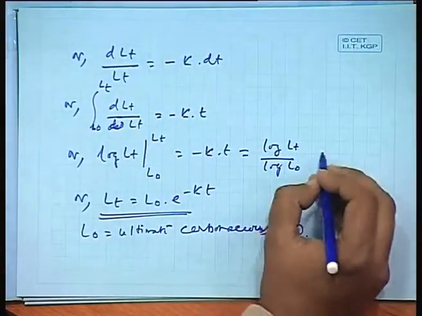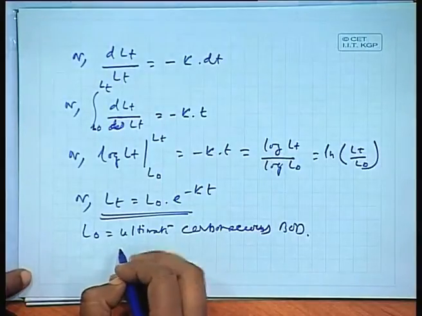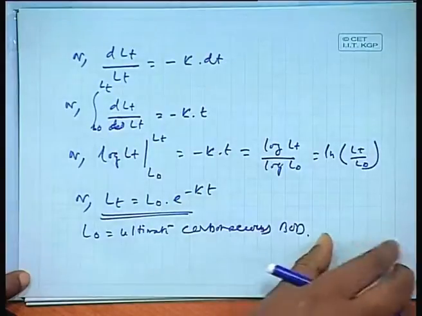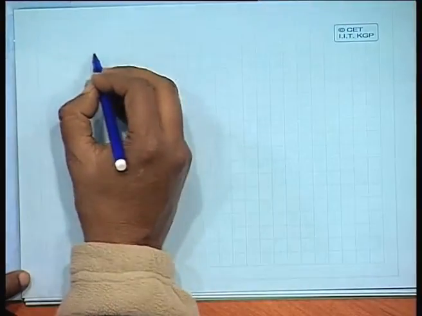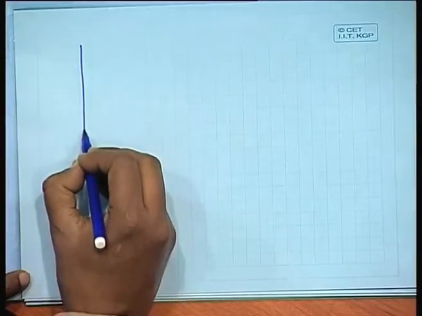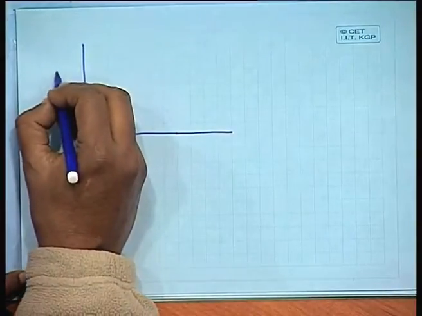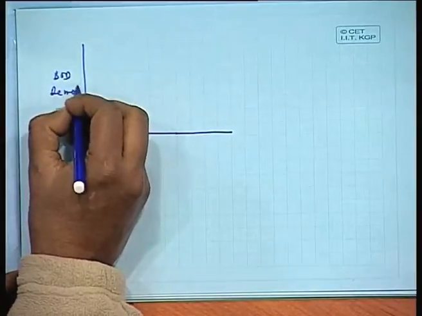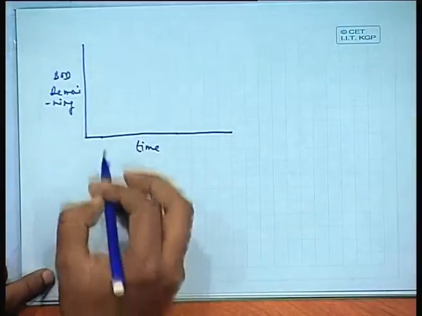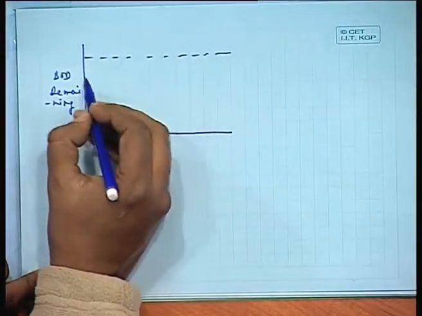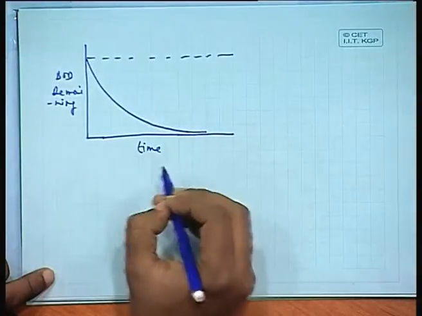So you find out log Lt divided by L0 like this. As you can see, this one is the ultimate carbonaceous biochemical oxygen demand. In case we are just plotting it now, BOD remaining against time, this is an exponential, so it would be an asymptotic curve.